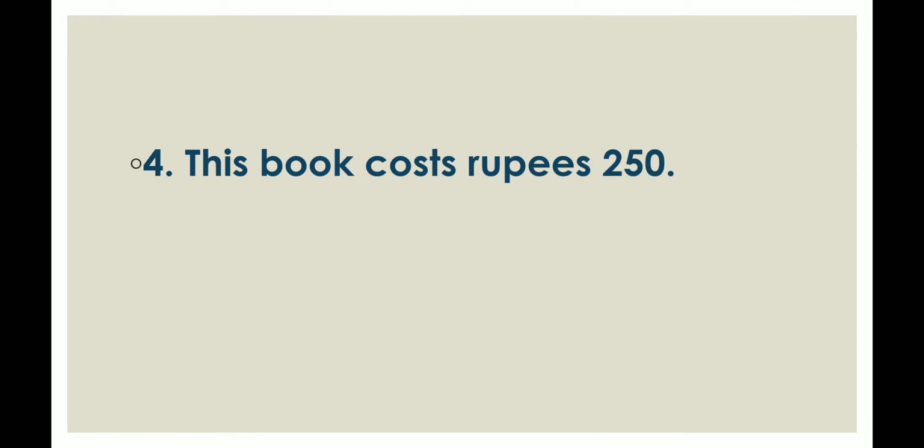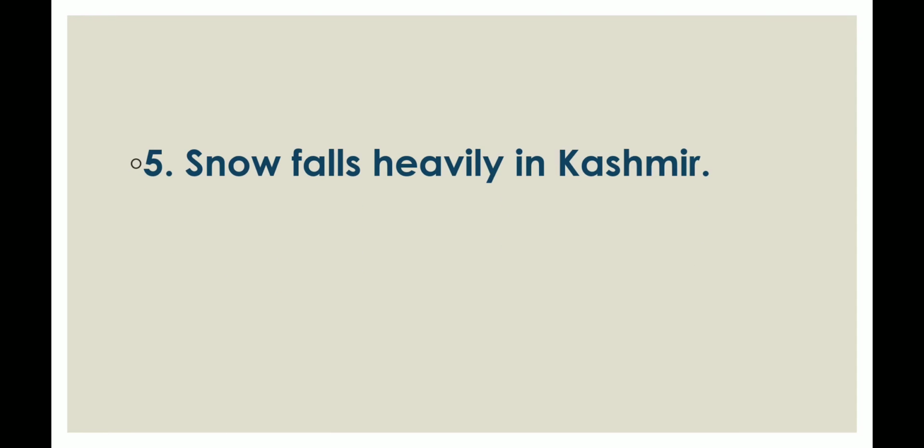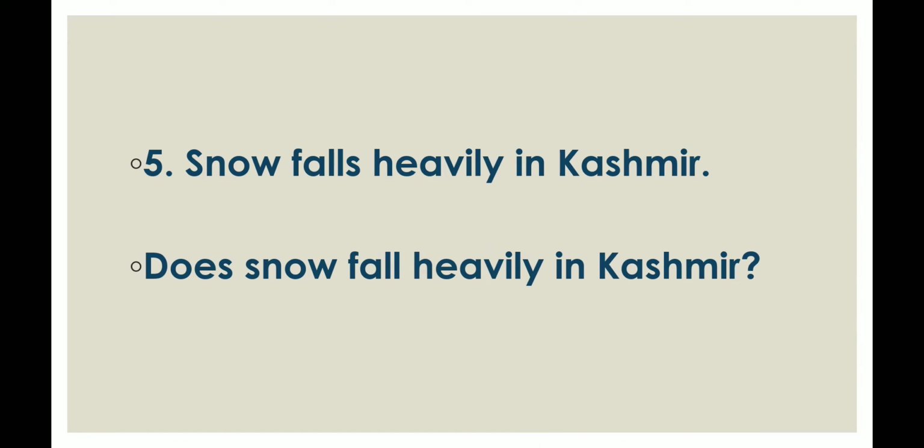Next is, this book costs rupees 250. Now the book is singular, so we will use does. Does this book cost rupees 250? Here also cost is changed into root form of the verb. Snow falls heavily in Kashmir. Snow is uncountable and it is considered to be singular quantity. Okay, now we will use does. Does snow fall heavily in Kashmir? So we will change falls into fall, that is root form of the verb.